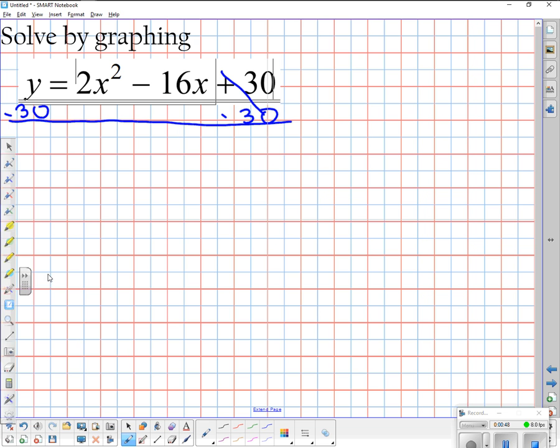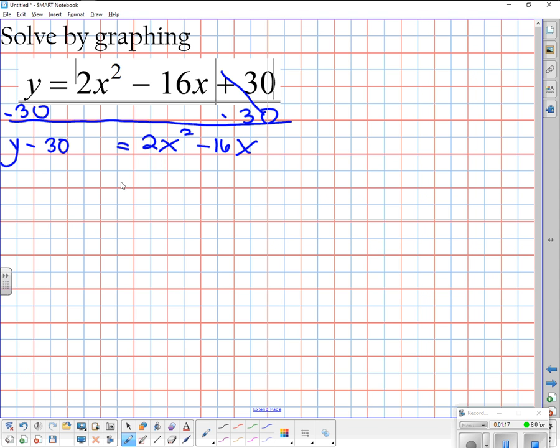So what you have is the following. You have y minus 30. These two are going to be combined, so that is y minus 30 is equal to 2x squared minus 16x. Now, all the x is on the right and everything else is on the left. Now, you want the x squared to be by itself. You don't want a 2 in here.